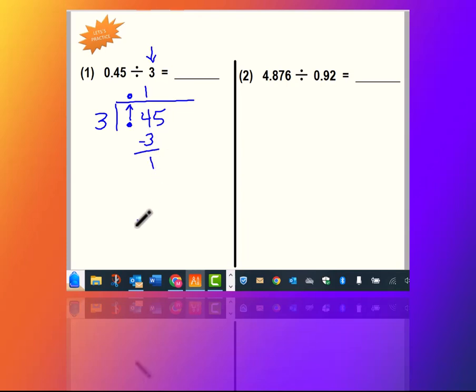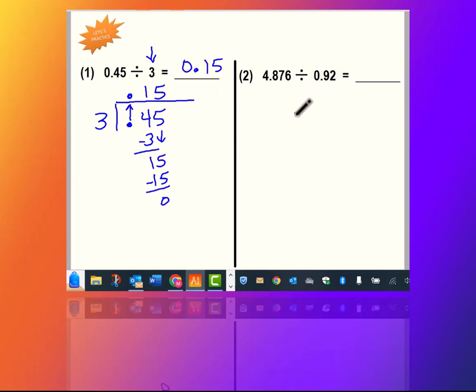Subtract that from the 4, 1 remainder. Bring down the 5. You now have 15. And 3 goes into 15 5 times, which is 15. 0 remainder. We are done. So 45 hundredths divided by 3 is going to equal 15 hundredths.